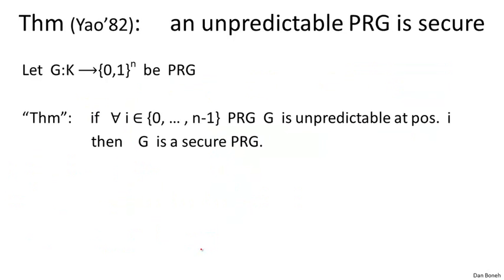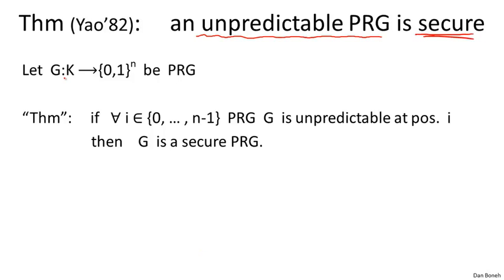Now, there's a very elegant and remarkable theorem due to Yao back in 1982 that shows that in fact the converse is also true. In other words, if I give you a generator that's unpredictable, so you cannot predict the i plus first bit from the first i bits, and that's true for all i, that generator in fact is secure. Okay, so let me state the theorem a little bit more precisely.